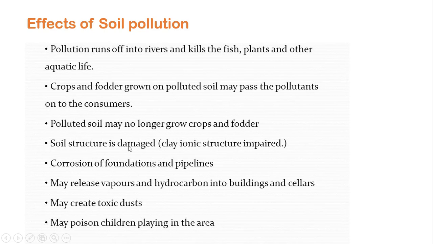Soil structure is damaged. Yeah, clay ionic structure impaired. So it means the soil structure is damaged. It can become clay or whatever, and then cannot grow plants. Okay. Corrosion of foundations and pipelines may release vapors of hydrocarbons into buildings and cellars, may create toxic dust, may poison children playing in the area.